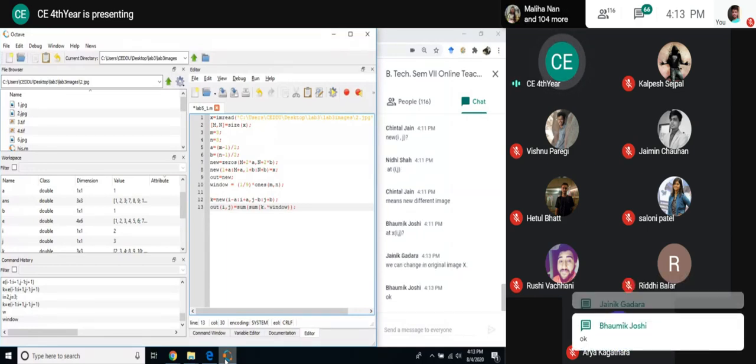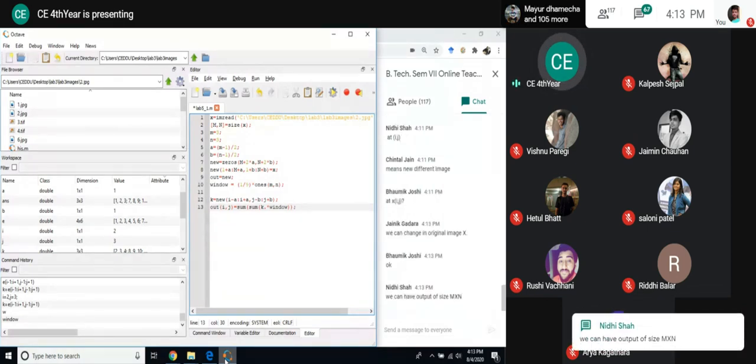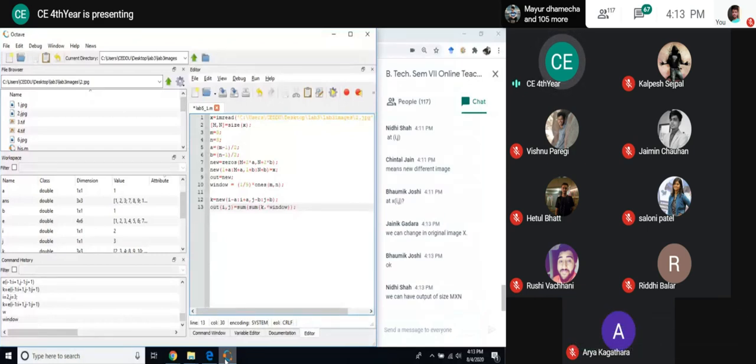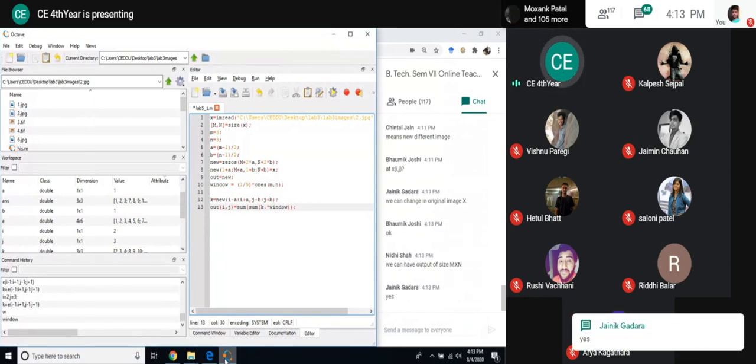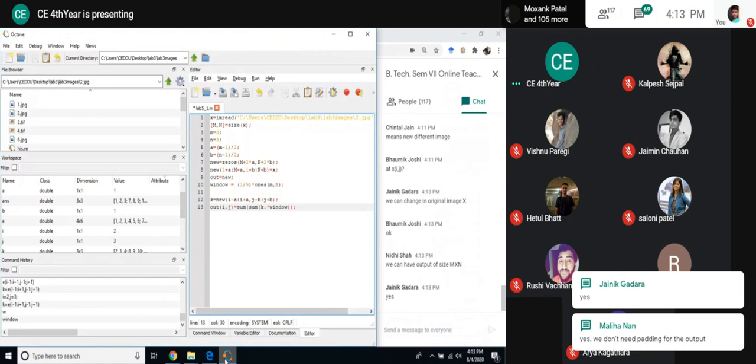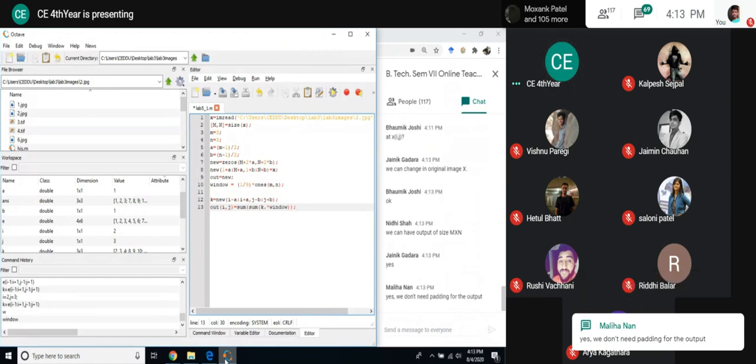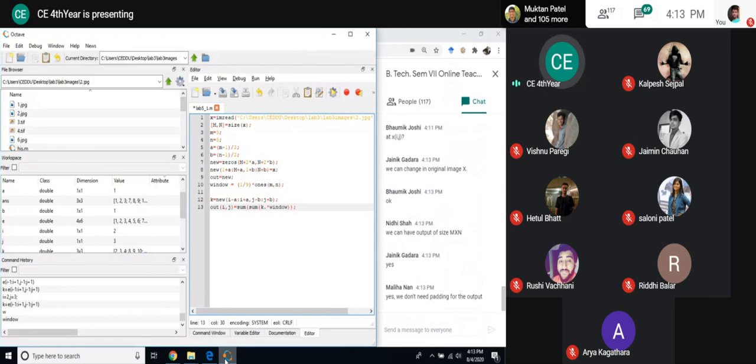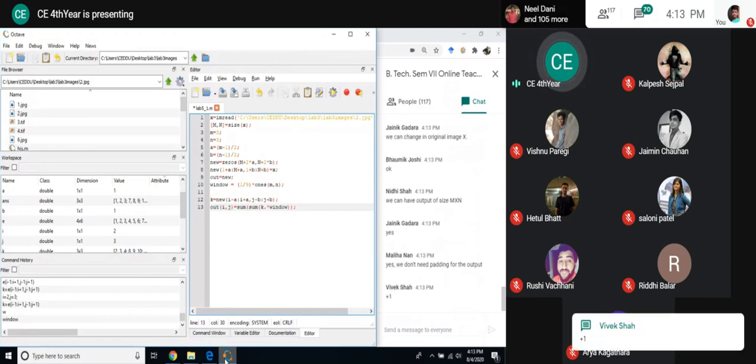Anyway, Jainik, you can change. It is your choice. If you don't want to preserve your old images, then of course you can do that. But if you are changing in x, then you should replace it at 1 1. Jainik and Bhomik, we have to replace it at 1 1. Right? Nidhi, yes, you don't need padding for the output. You don't need padding for the output, so you can go with that. Definitely, you can go with that.